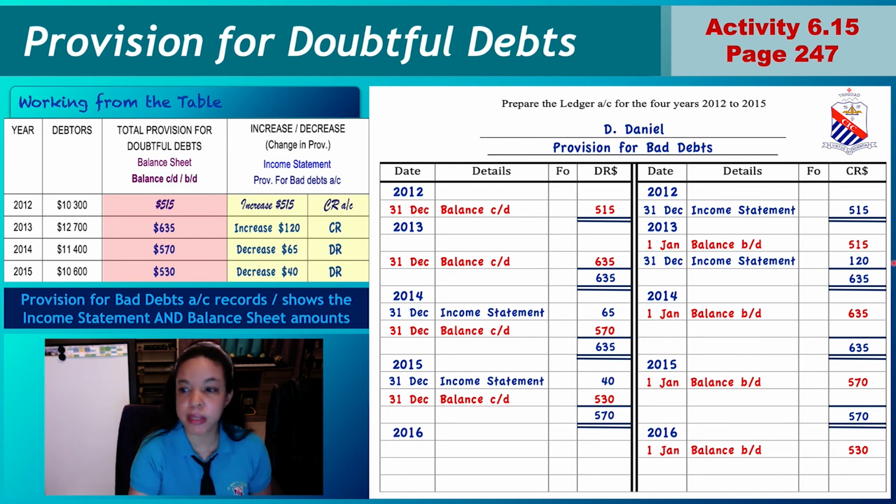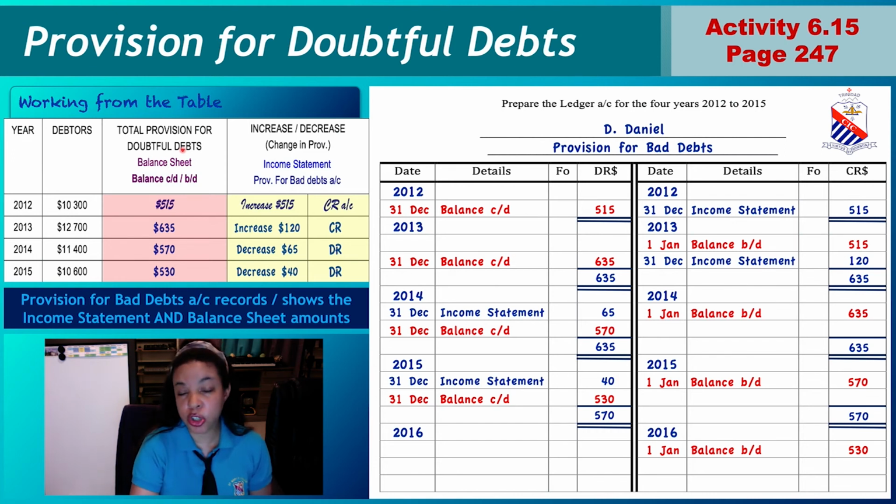And well, your balance brought down is just the match to your balance carry down, but just in case you don't believe me, 515, 635, 570, and 530. See? So these figures are your total provision for doubtful debts, which is the contra asset that goes into the balance sheet to reduce your receivables figure.